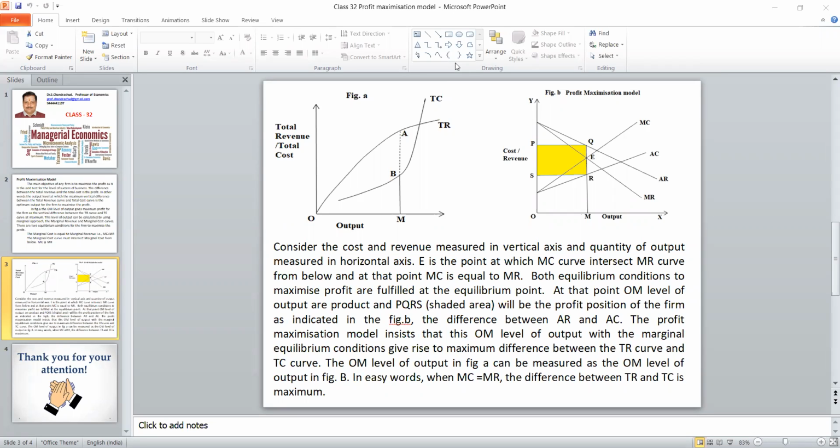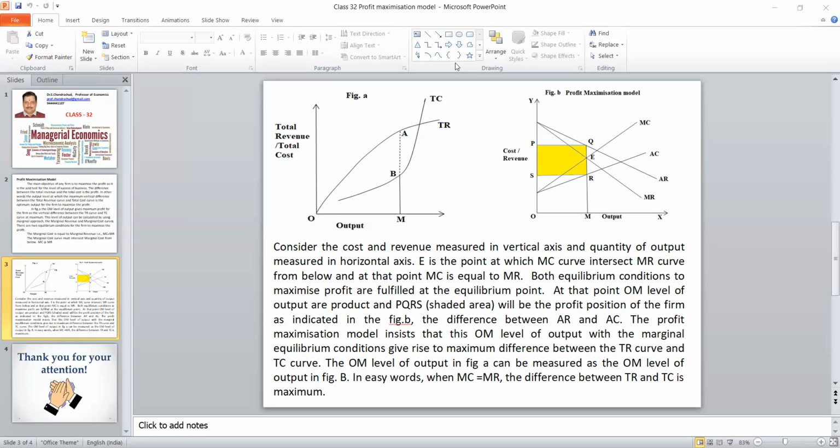After that, we have to draw the diagram and make sure that MC intersects MR from below; at that point only equilibrium will exist. Draw one perpendicular line, and the OM level of output will be the same in figure A. The OM level of figure B is nothing but the OM level of figure A. Whether it is true, 100% true. Based on this, we can prove that these 2 equilibrium conditions are correct for maximizing the profit.